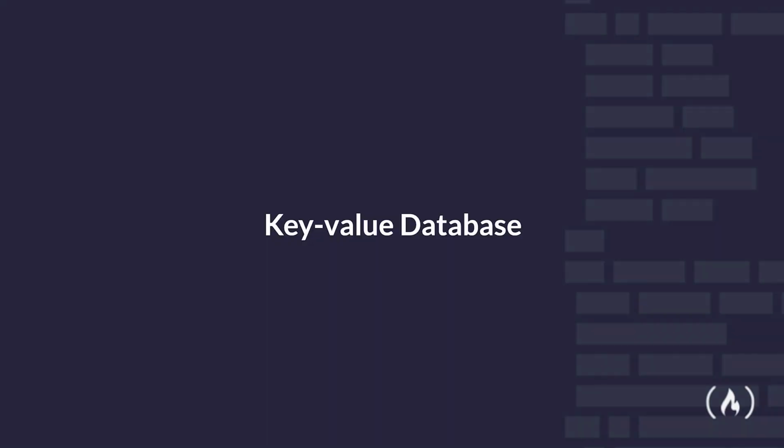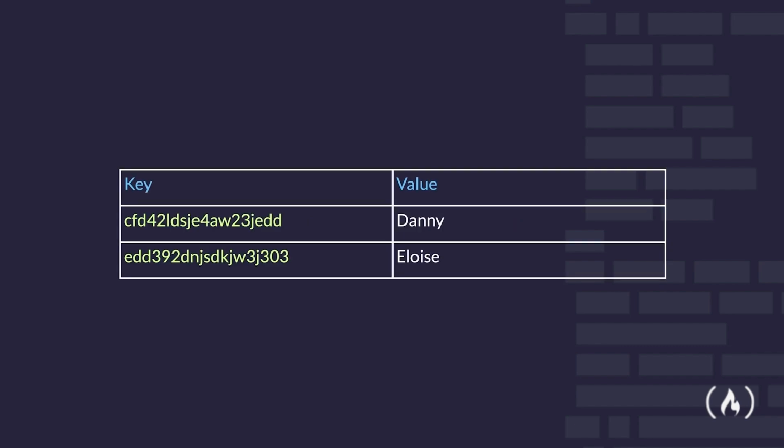So let's look at key value databases. They look like this. You have a key column and then you have a value column. You can actually have as many value columns as you wish. The most important thing here is that we can retrieve an entire row by the key, and that is the identifier in this case.